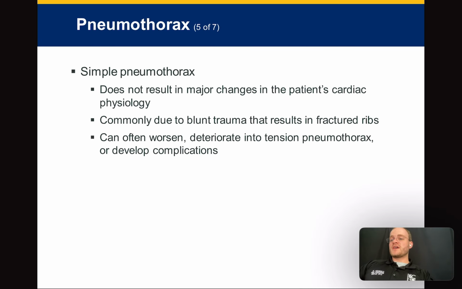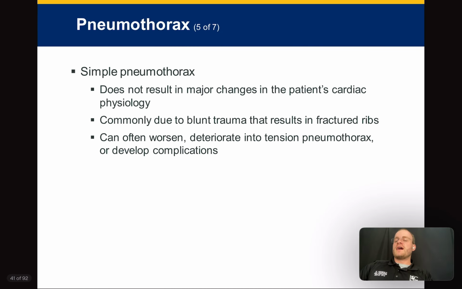Now, simple pneumothorax, this is when the lung itself does collapse, but it doesn't create a tension pneumothorax immediately. These are fairly common from broken ribs. Simple means it hasn't converted itself to an open or tension pneumothorax. It's just a collapsed lung for now. It sounds stupid to say it's just a collapsed lung, but it's just a collapsed lung for now. Interestingly, these can sometimes stay where they're at, maybe just a 10% pneumothorax, a little bitty pneumothorax, or it can progress into a tension pneumothorax and develop those complications. This is why we have to monitor those patients.